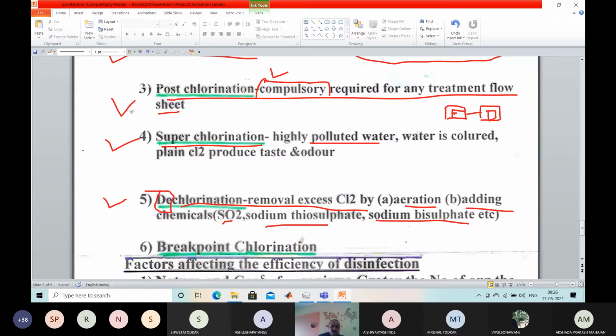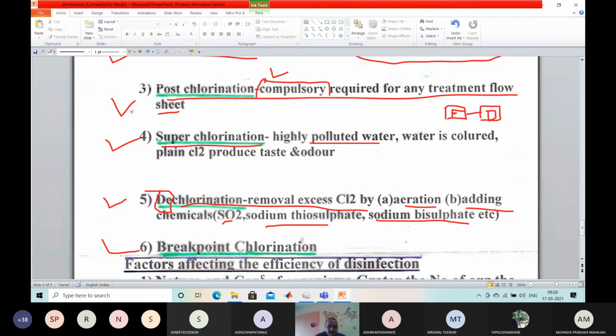Now first is what? Plain chlorination, then pre-chlorination, post-chlorination, superchlorination, and dechlorination, and the last is the breakpoint chlorination that we already discussed in the previous part. What is the breakpoint chlorination? That was already discussed in the previous part. In this way, there are 6 forms of chlorination.